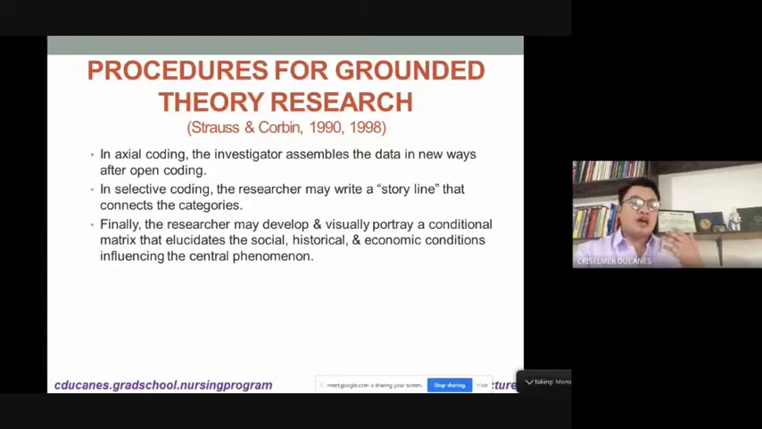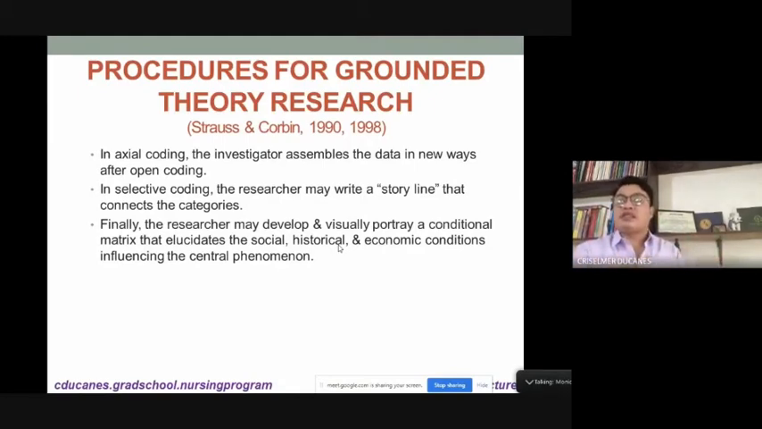Then once you're done with the eggshell coding, you would do selective coding. The researcher may write a storyline that connects the categories. So naga-theory making ka na. Pang-connect mo na ang tanan nga na-identify mo nga mga categories and make a particular theory. Okay, this is very extensive siya nga proseso, because we need to be careful of the things that we need to include from the participants' responses.